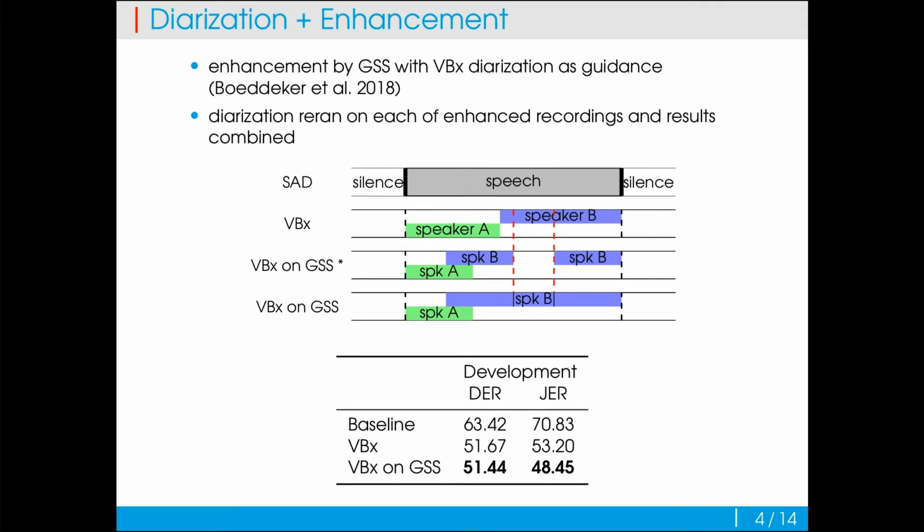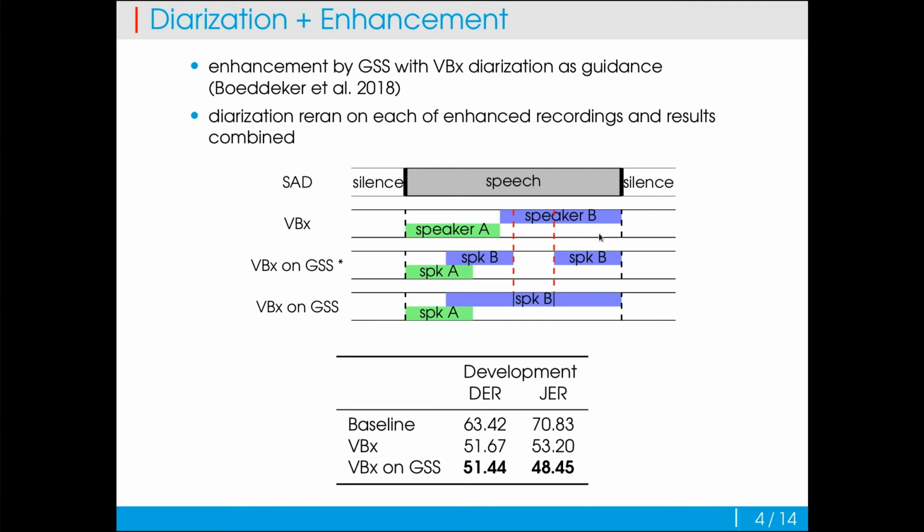We run the diarization again on each of these 4 recordings, but then we keep only 1 speaker from each, the enhanced speaker. Looking at the image, which we have here, if the speech activity detection detects a speech segment, then our diarization assigns this segment to, let's say, 2 speakers, speaker A and speaker B. If we run GSS using this diarization, then we get 2 recordings, one with speaker B enhanced and one with speaker A enhanced.